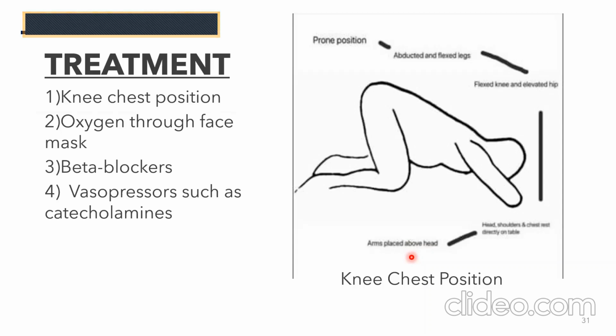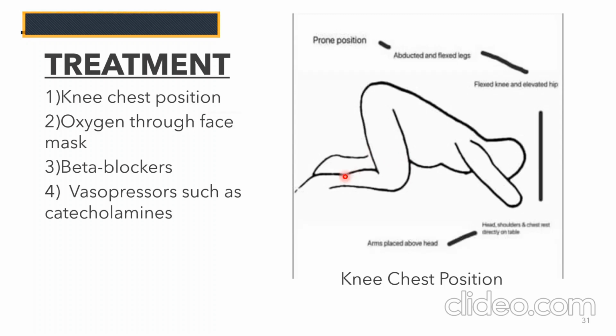Treatment, first in the emergency condition, cyanotic spell. We can perform the knee chest position, in which we can see in this figure how the baby is placed in the knee chest position, and in this maneuver we are performing because the blood pressure increases, so the blood flow to the lungs also increases, and that reduces the cyanosis. The second is oxygen.